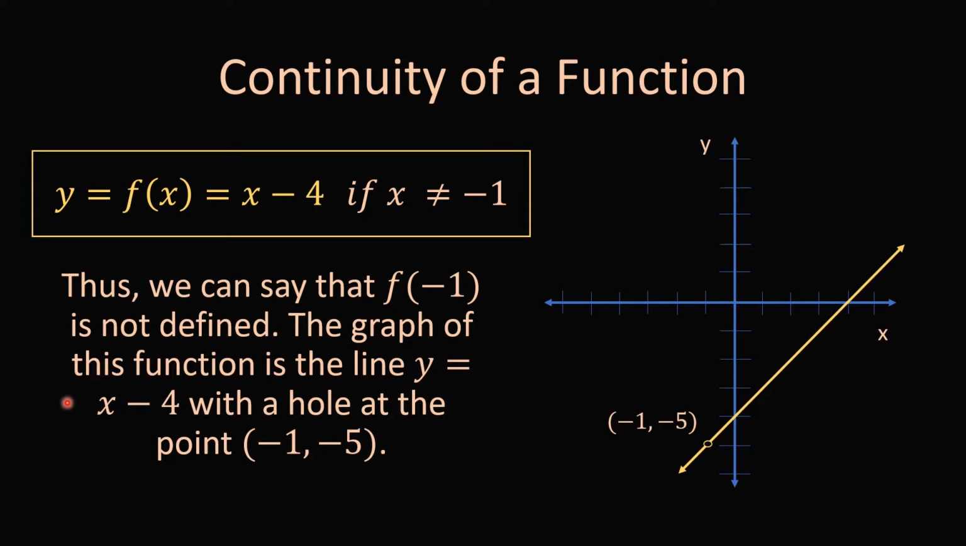The graph of this particular function is the line y is equal to x minus 4. So, this is its graph. And you will notice in the graph that it has a hole. The hole here is represented by the point negative 1, negative 5.